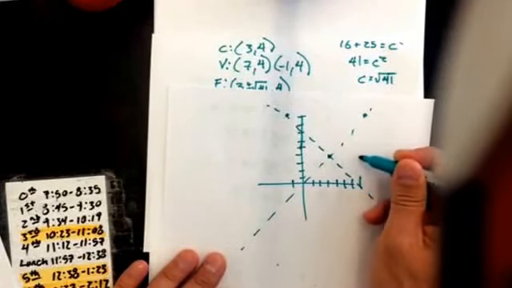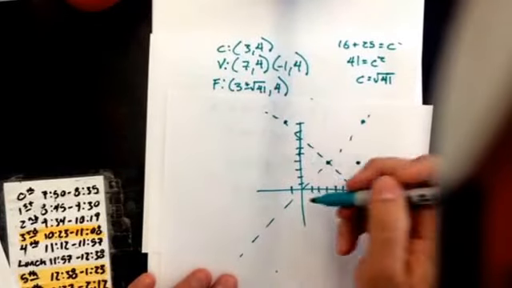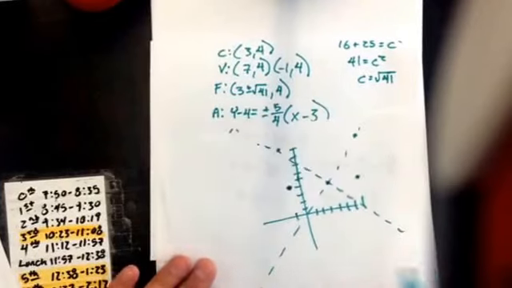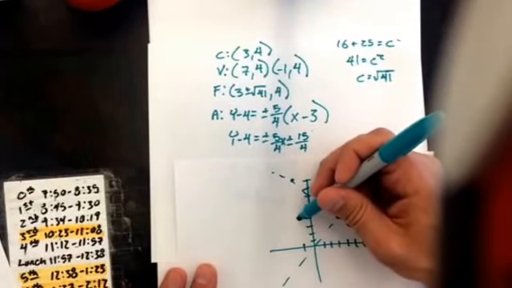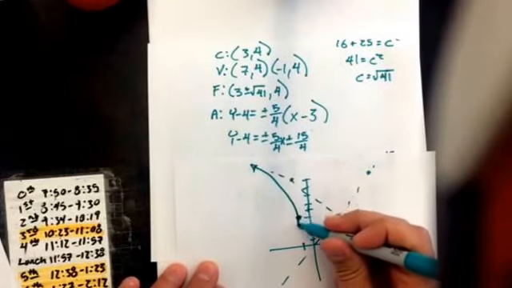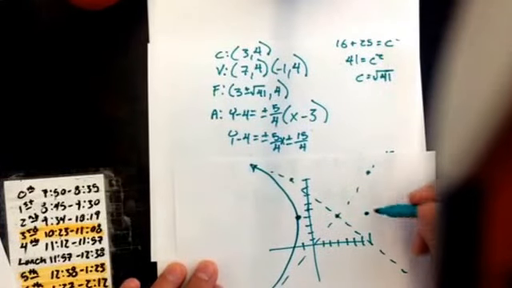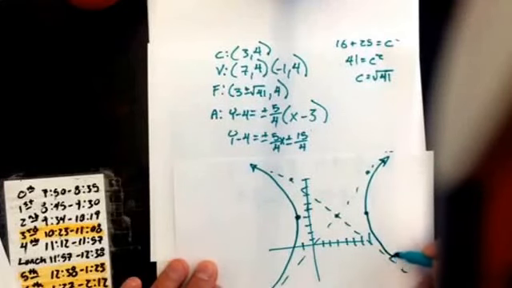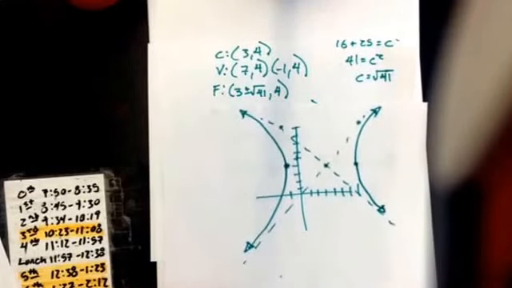I'm going to draw the vertices. The vertices are at 7, 4, which is 1, 2, 3, 4, 5, 6, 7, 4, and -1, 4. So what's going to happen is it's going to go through this vertex and get infinitely close to my asymptote on each side. And same thing over here. So that's how we graph it out.